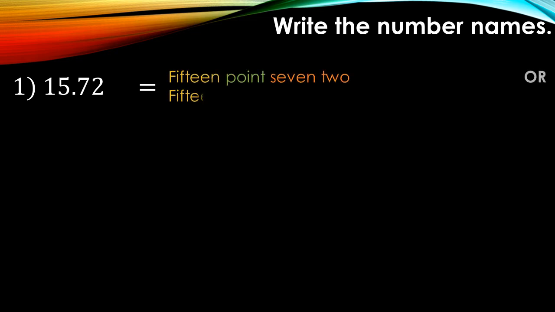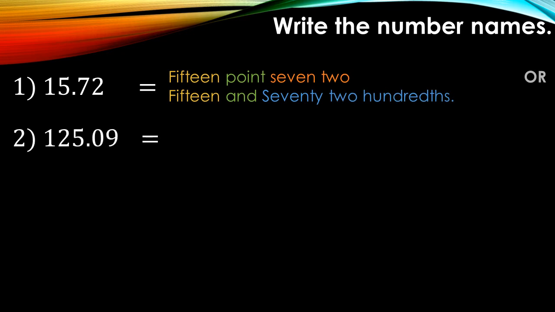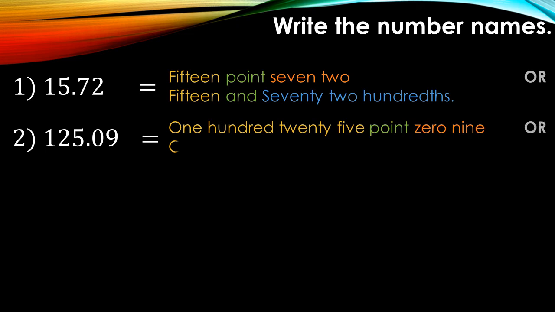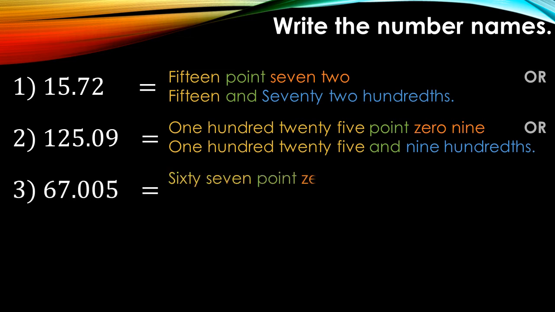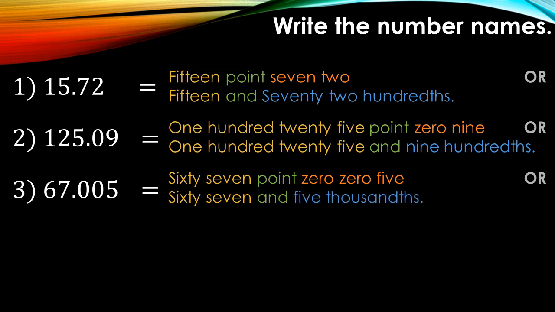Let us solve some more examples. Write the number names. The first answer is 15.72 or 15 and 72 hundredths. The second answer is 125.09 or 125 and 9 hundredths. The third answer is 67.005 or 67 and 5 thousandths.